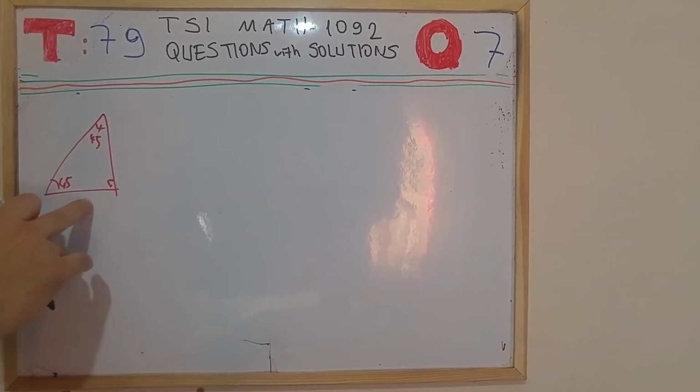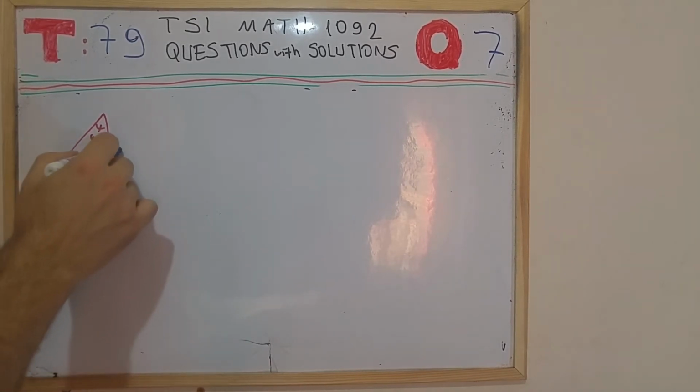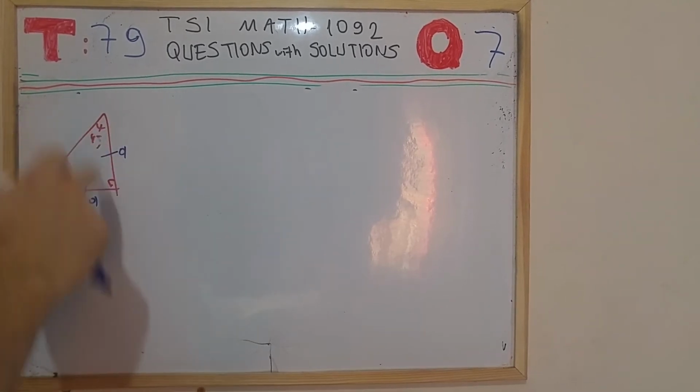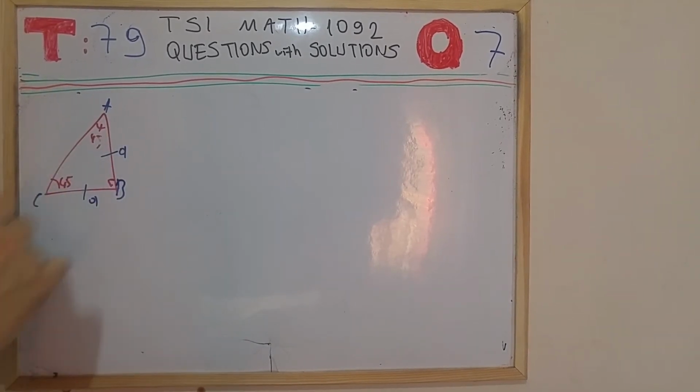Here we have an isosceles triangle because two angles are equal to each other. Therefore, these sides must be equal to each other. So let's call them A, since we are looking for BC. BC is also equal to A. Here was A, here was B, and C.